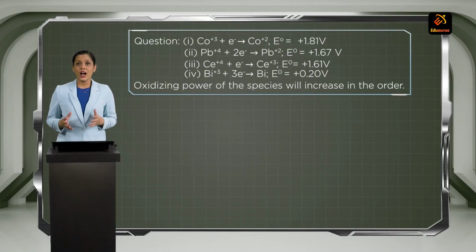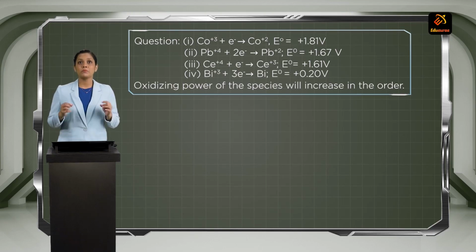I am Swati Muna, your chemistry mentor, and we are here to discuss few past year questions for the chapter Redox Reactions. Given are few reduction potentials. Starting with the first one, which is cobalt plus 3 taking an electron going to cobalt plus 2. The reduction potential here is plus 1.81 volts.